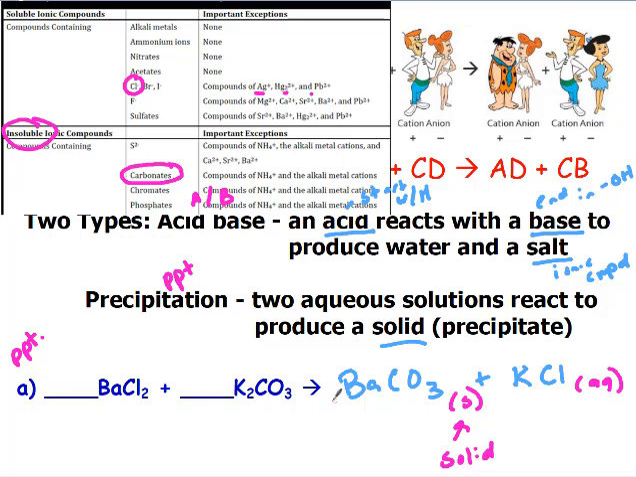Finally, the last thing is we're going to balance it. On your practice, you'll balance it if it says to, otherwise you won't need to. We have 1 barium, 2 chlorines, 2 chlorines, 2 Ks, 2 Ks, 1 carbonate, 1 carbonate. So then this is my final answer. You can put ones in the other spots if you want.